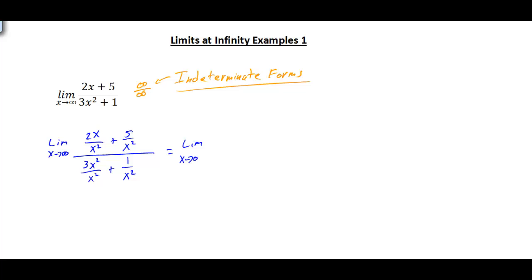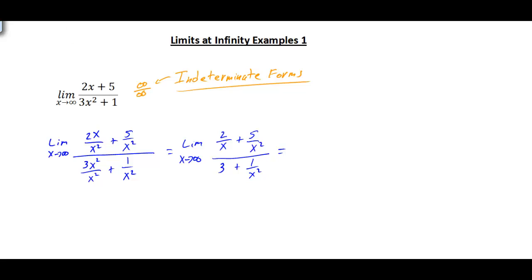Now if we simplify, we have 2x over x squared. That will simplify to 2 over x. And then we leave the 5 over x squared. The x squareds on the bottom cancel, so we're left with 3. Then we have 1 over x squared, which remains 1 over x squared.